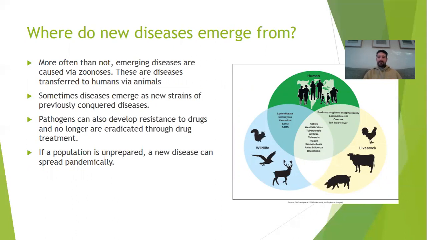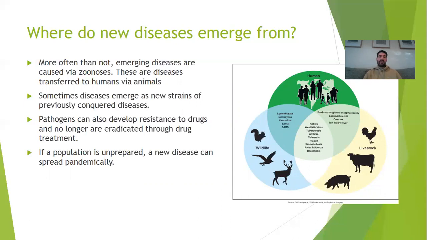Now, at times they can overcross and spread from one another. So for example, right in the middle, we've got diseases such as the plague, rabies, the avian flu, that are spread between different species, whether it be livestock or wildlife into humans.